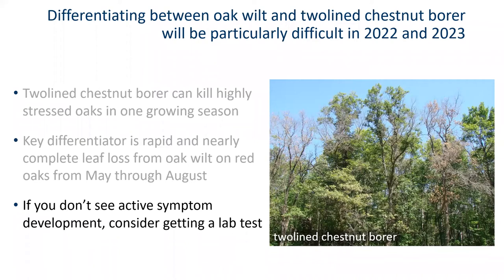Again, this was all two-line chestnut borer, and it is just so difficult to differentiate these two if you're in an area that's been devastated by two-line chestnut borer, or if you just aren't there when oak wilt symptoms are active. So I suggest getting a lab test from the University of Minnesota Plant Disease Clinic.